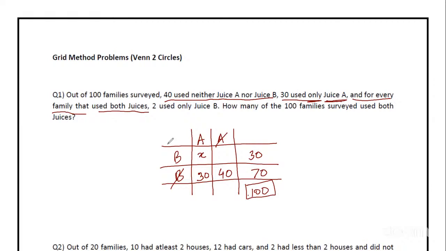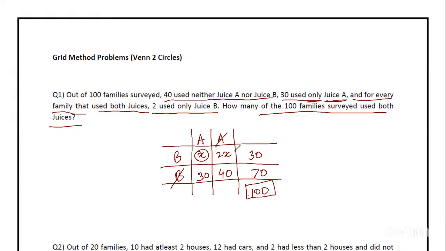Every family that used both juices, two used only juice B, a very complicated statement. This is how it can be interpreted: if you earn $1, then I earn $2. If you earn $2, then I earn double, $4. So it goes that way. So every family that used both juices, two used only juice B. Only juice B is families having B but not A. So this is 2X.